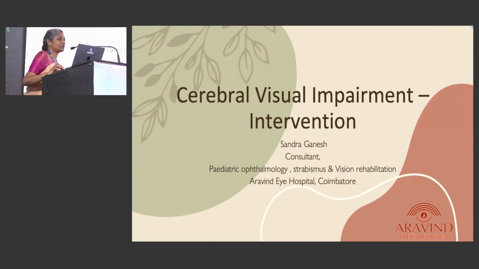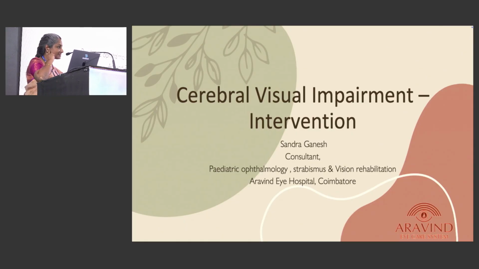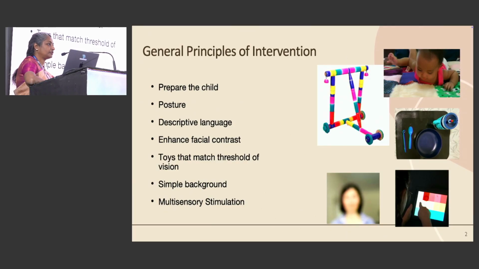We have been listening to very good and fantastic talks on CVI, both evaluations and interventions. As you know, CVI is emerging as a leading cause of visual disability, much more than even retinopathy of prematurity. I think it's around 30% now of all visual impairment in the 0 to 1 year age group. You have got a general idea about the interventions from the previous speakers. The general principles of intervention will be, first, in an older child, you prepare the child. For example, try to follow a routine.